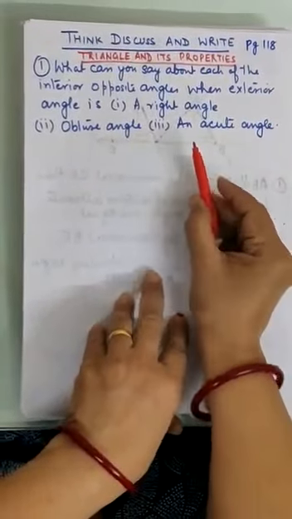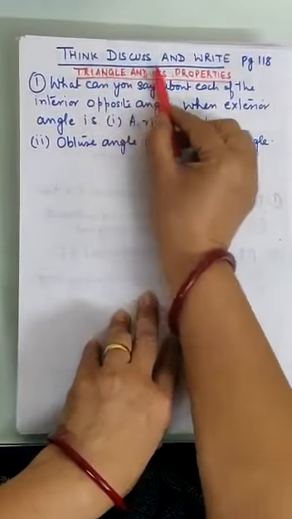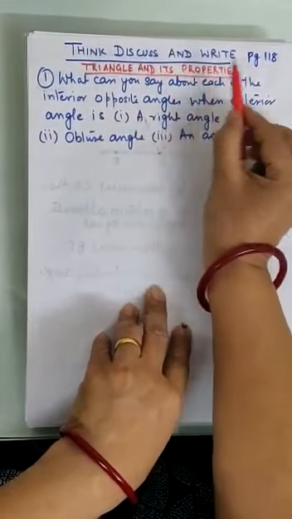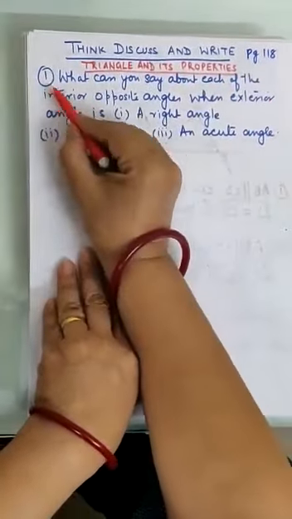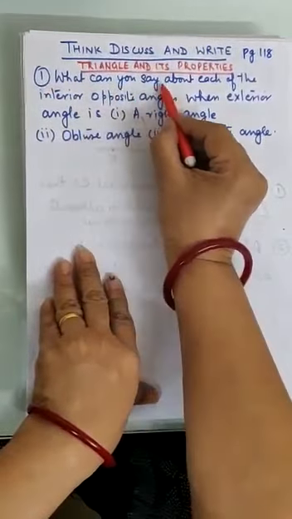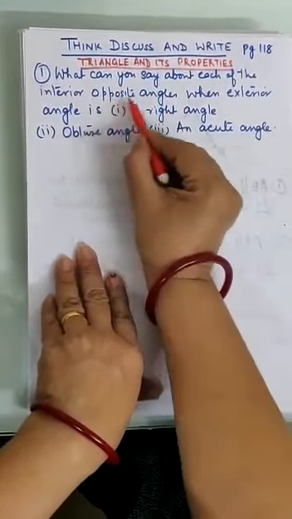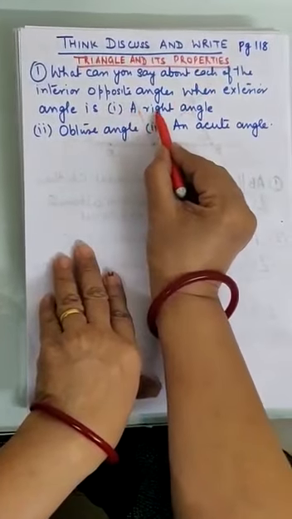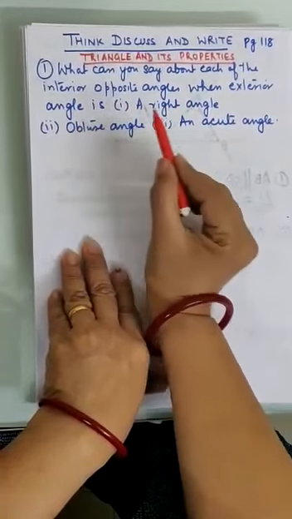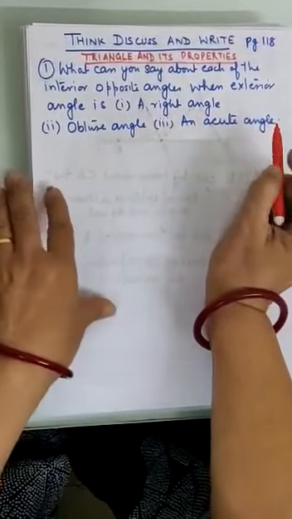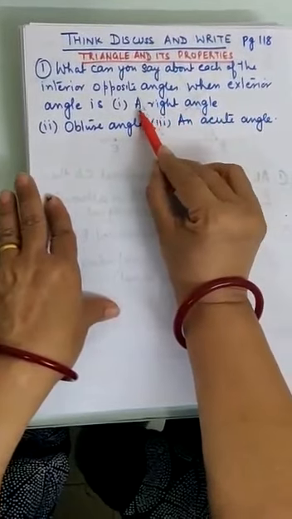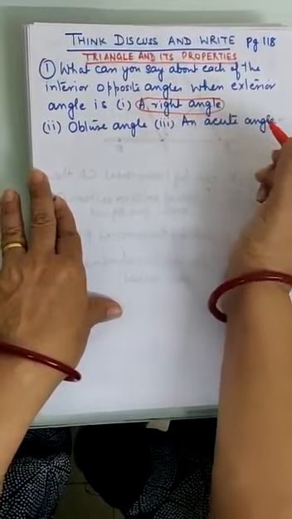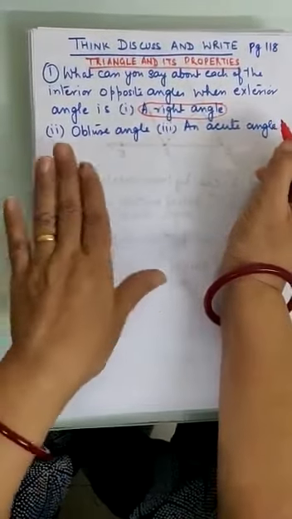Yes, children, today we shall start with Think, Discuss and Write, page number 118 of the chapter Triangle and its Properties. The very first question: what can you say about each of the interior opposite angles when the exterior angle is a right angle, is an obtuse angle, is an acute angle? So let us take the first case, when the exterior angle is a right angle.